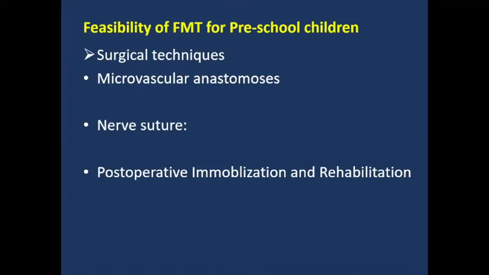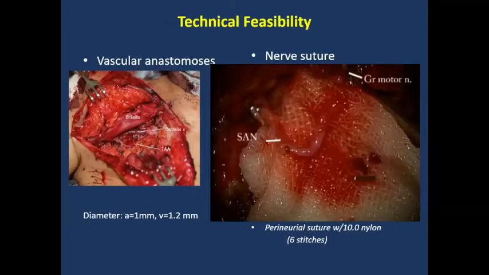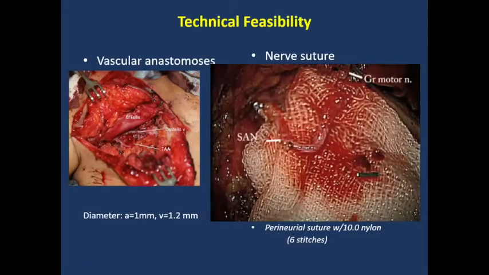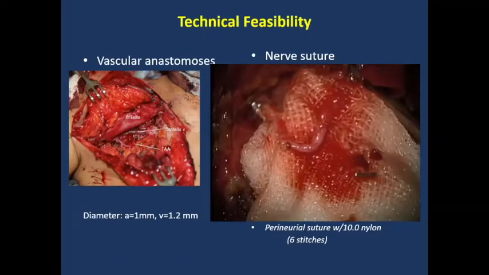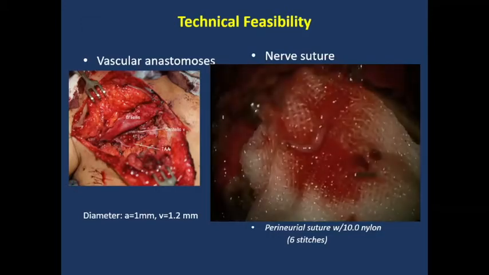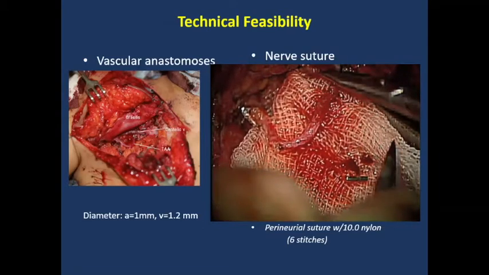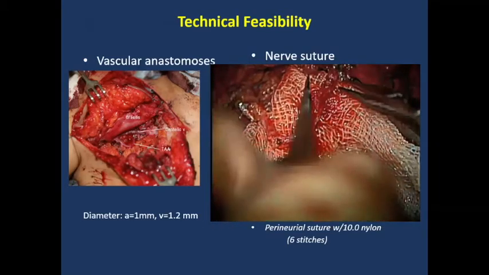You may be concerned regarding the feasibility of free muscle transfer for small children like preschool children, especially about microvascular anastomosis and nerve suture. Free muscle transfer in children may seem more challenging than in adults because of the small size of vessels and nerves. However, we did not experience any failure and achieved a higher procedure success rate than in adults.